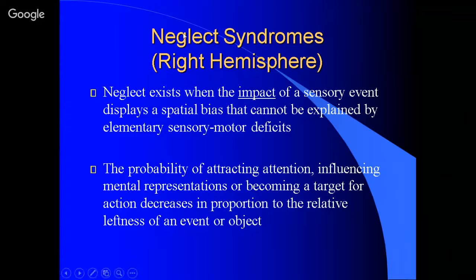All right, here's the deal. Neglect syndrome occurs, and again, these are nearly always right hemisphere. A neglect syndrome occurs when the impact of an incoming sensory event displays a spatial bias, whether it's vision, somatosensory, or auditory. That same sound would have a different impact, eliciting a greater neuronal response if it were in a different location. That's what makes neglect: there's a spatial bias to the impact of the incoming sensory information. That's the fundamental piece of the neglect.